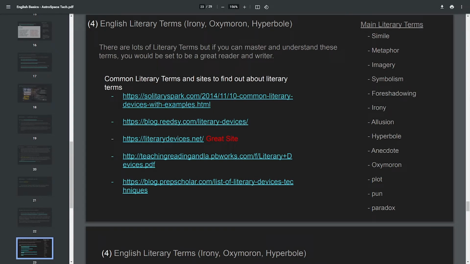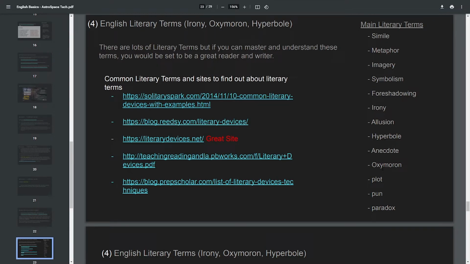So there are lots of literary terms, but if you can master and understand these terms, you would be set to be a great reader and writer. So common literary terms and sites to find out about literary terms. These are the sites, but this is a really good site that you should check. So these are the literary terms that you should go over.